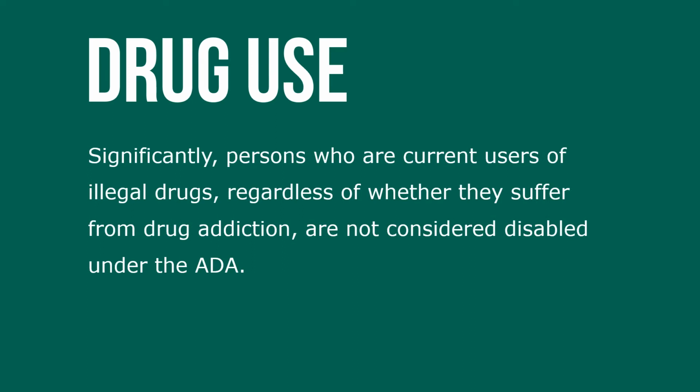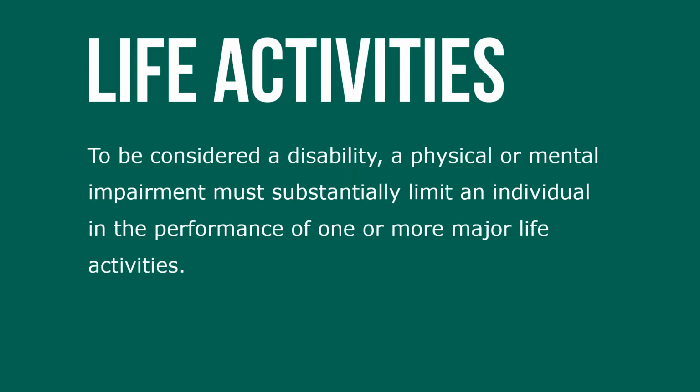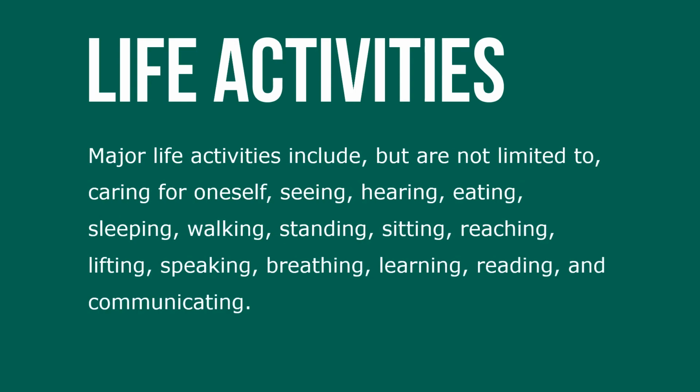Significantly, persons who are current users of illegal drugs, regardless of whether they suffer from drug addiction, are not considered disabled under the ADA. However, those undergoing rehabilitation for drug addiction and are not currently using illegal drugs are protected by the ADA. To be considered a disability, a physical or mental impairment must substantially limit an individual in the performance of one or more major life activities. Major life activities include, but are not limited to, caring for oneself, seeing, hearing, eating, sleeping, walking, standing, sitting, reaching, lifting, speaking, breathing, learning, reading, and communicating.